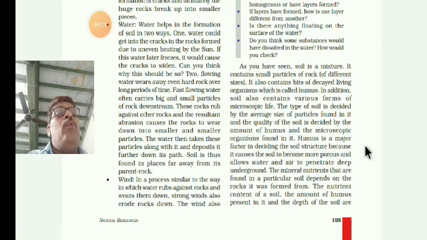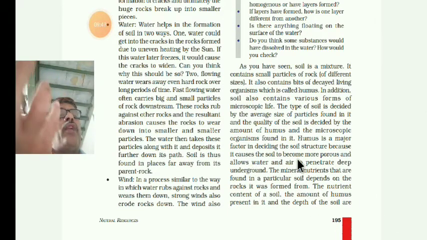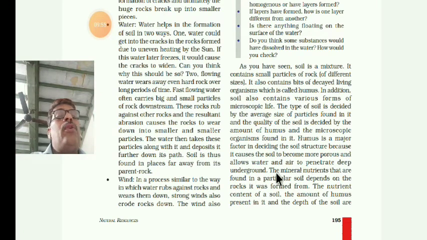Humus is a major factor in deciding the soil structure, because it causes the soil to become more porous and allows water and air to penetrate deep underground. Due to humus, the soil becomes porous so that air circulates and water can enter the deep parts of the underground. In this way, it becomes a good soil.